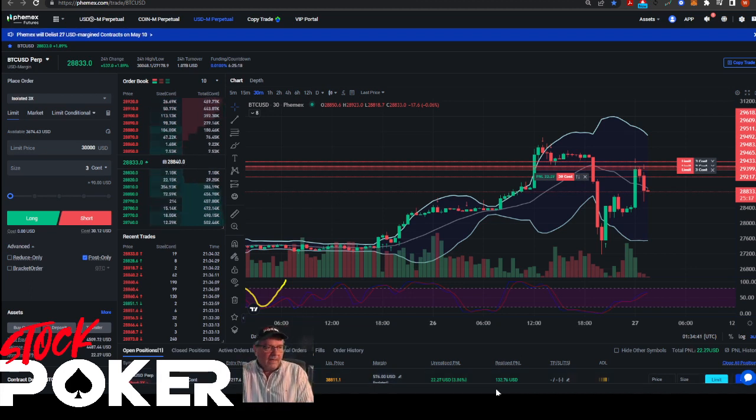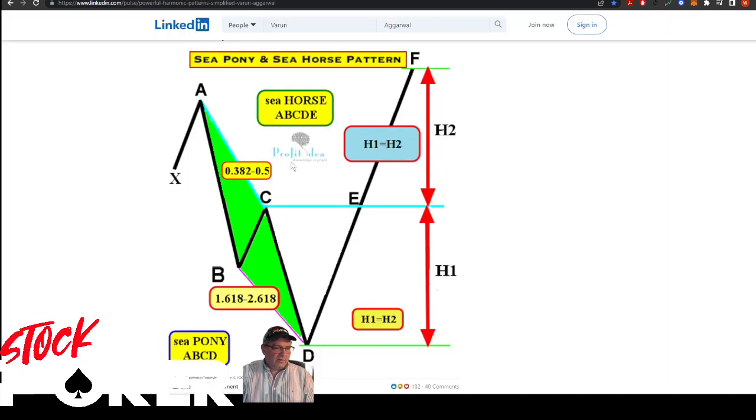I would recommend Googling Sea Pony, Seahorse, ABCD, or ABC trading patterns. But here's a good one right here. Your retracement of the BC leg does not have to be 0.382. It does not have to be 0.5. It's better if it does actually hit one of those Fibonacci levels.